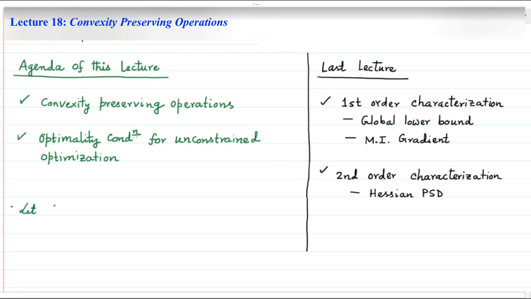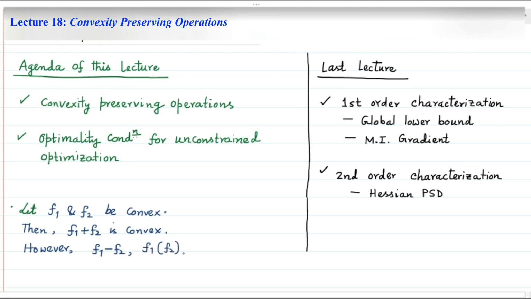Let you have a pair of convex functions. Let f1 and f2 be convex on their respective domains, which you can think of as capital S1 and capital S2, convex; I'm not explicitly writing their respective domains. Then let me mention that f1 plus f2 is convex on the intersection of the domains of definition of the functions f1 and f2. However, f1 minus f2, f1 composition f2, provided this composition is well defined, f1 times f2, f1 by f2, provided this f1 by f2 is well defined, none of these four functions may be convex.